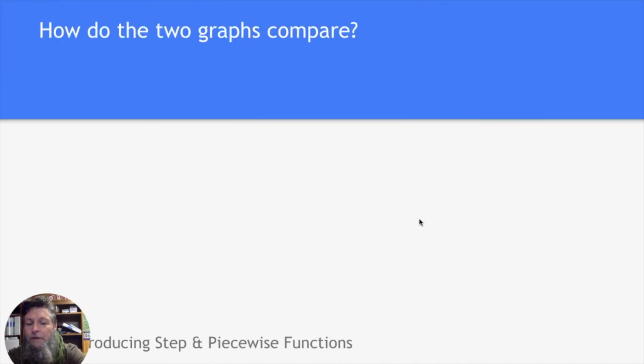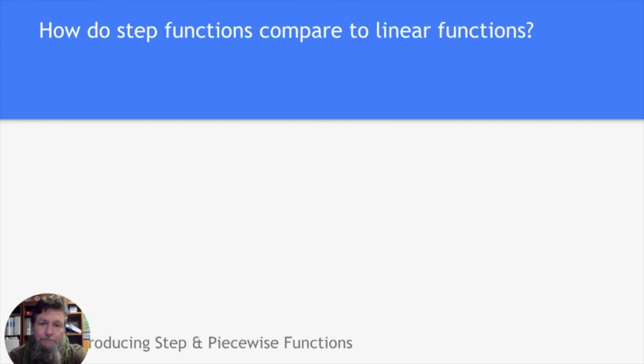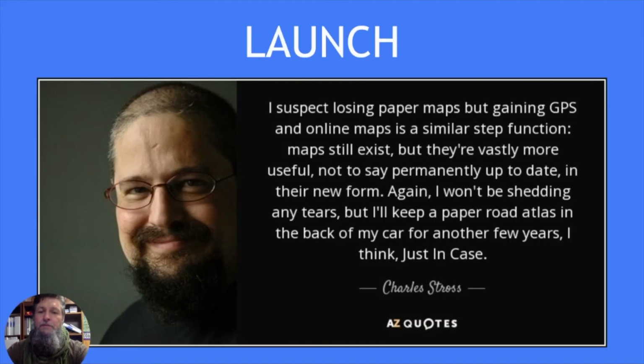How do the two graphs compare? Simple. Horizontal segments are each parallel. Each successive segment for the Europe graph is twice as far from the x-axis as the parallel segment for the US graph. How do step functions compare to linear functions? Step functions consist of several horizontal lines, or constant functions, each for a small domain. Linear functions are continuous, but step functions are not continuous.